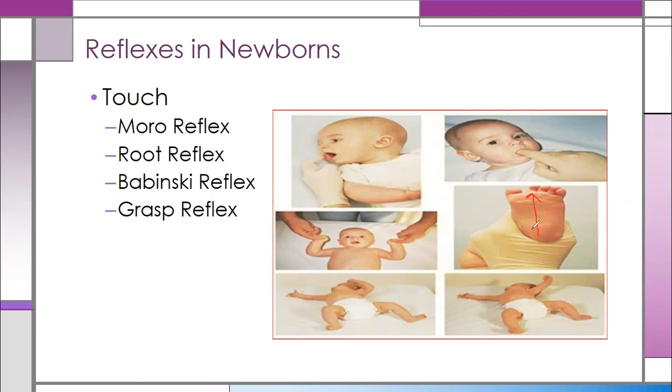And then lastly, they have the grasp reflex. And so anything that touches the inside of a baby's hand into their palm, they'll make a fist and grab that object. And that appears at birth and will last until 3 to 6 months.